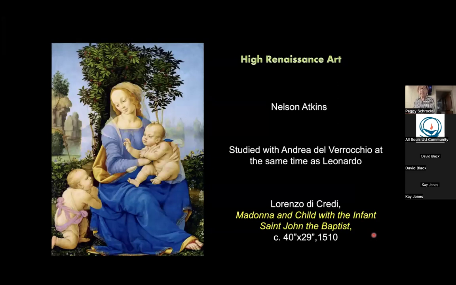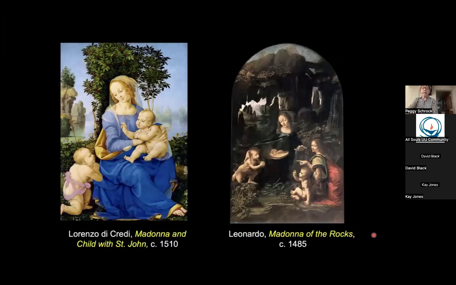Lorenzo di Credi studied with Andrea del Verrocchio, who is Leonardo's teacher as well. And he knew Leonardo, and they were both studying with Verrocchio at the same time. So there are certain qualities or characteristics in this painting that reflect that influence. It's a Madonna and Child with the infant St. John, a very common theme at the time. And Leonardo has his own version.